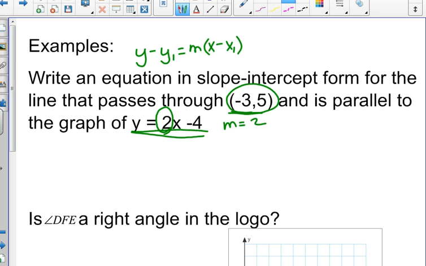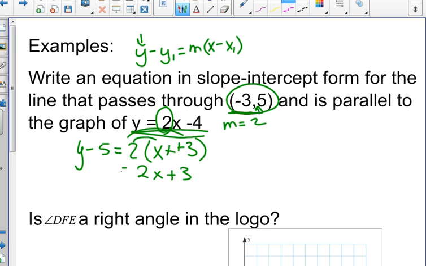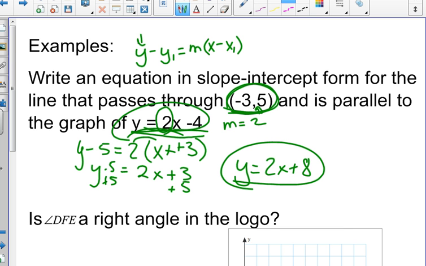Okay, so we're just going to plug it in. y minus y1 is y minus 5, equals our m, which is 2, times (x minus -3). Now we have a minus and a -3, so we change those to a plus, and we distribute, so we have 2x plus 6 is equal to y minus 5. And we're going to add 5, because I want slope-intercept form, not point-slope form. So our answer is y equals 2x plus 8. So this line is parallel to this line, and it goes through this point.